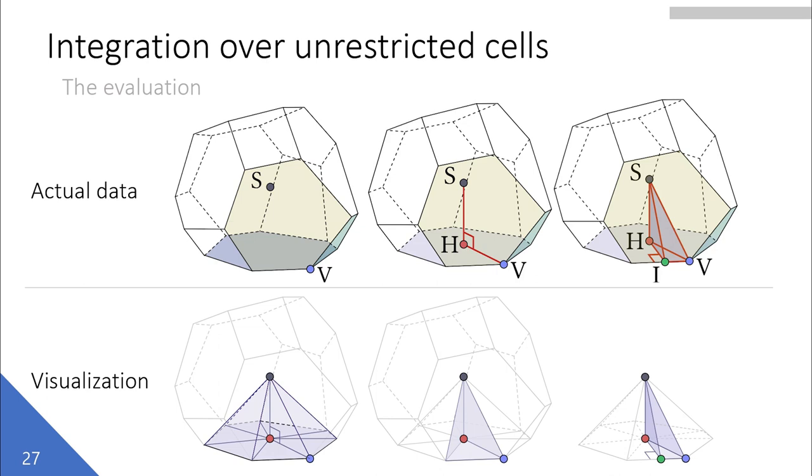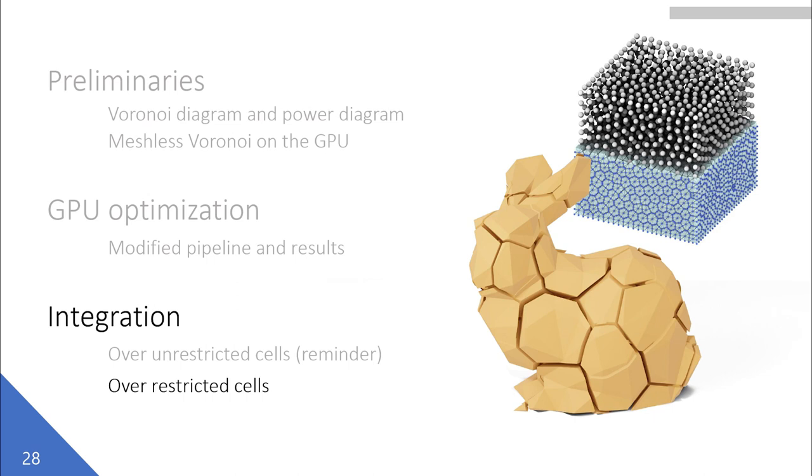By the way, with the use of power diagrams, it is possible to have a seed outside of the cell. To overcome this problem, we perform a sum of signed volumes. We now know how to evaluate integrals on an unrestricted domain. We are now interested in more complex simulation domains.